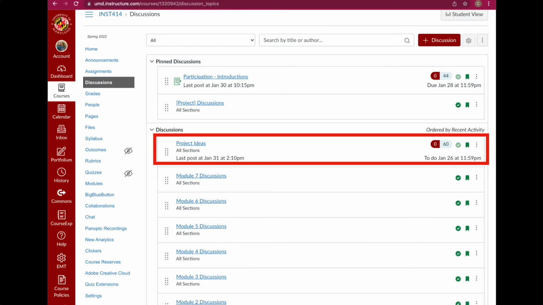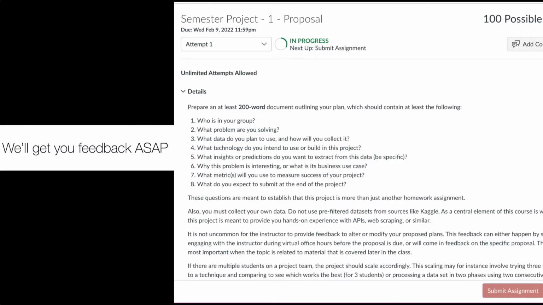If you want to see what other people are thinking about, you can go to the Project Ideas discussion forum. I've already done some matchmaking there, where some people have proposed ideas that are similar to each other. And I've tried to say, well, this student, you should go check out this other student's comment and see if maybe you want to work together. But again, that's up to you whether you want to work in a team or not.